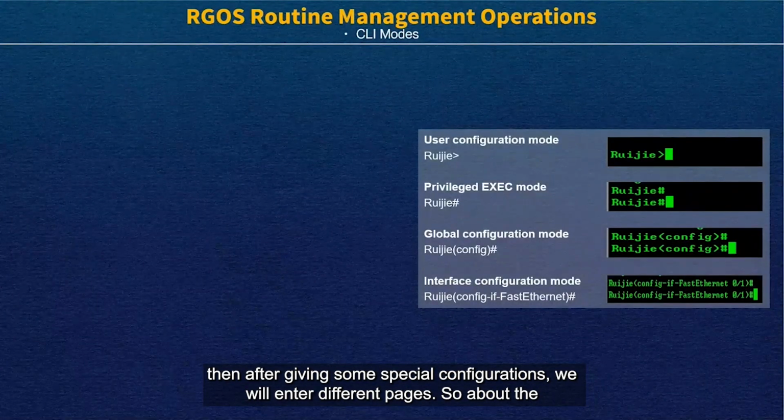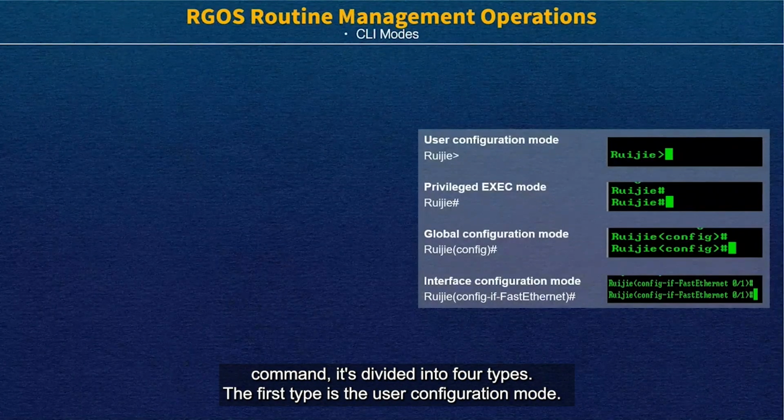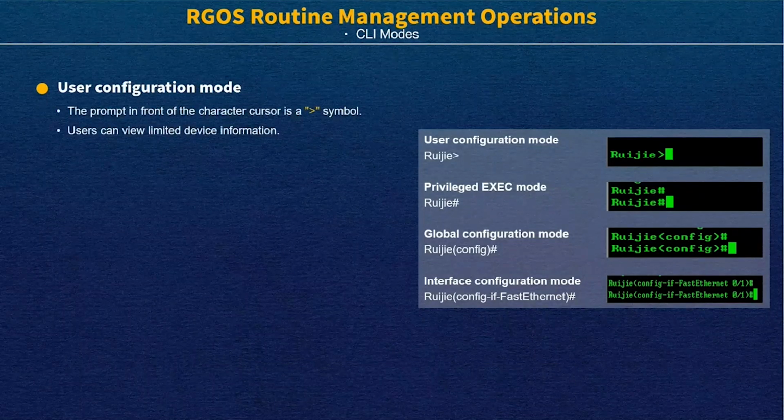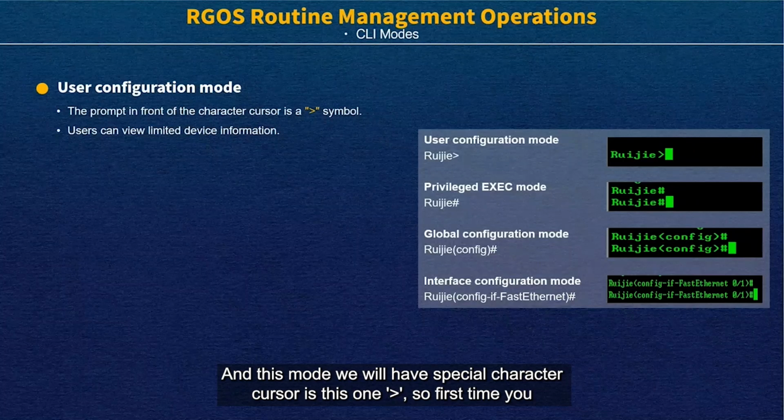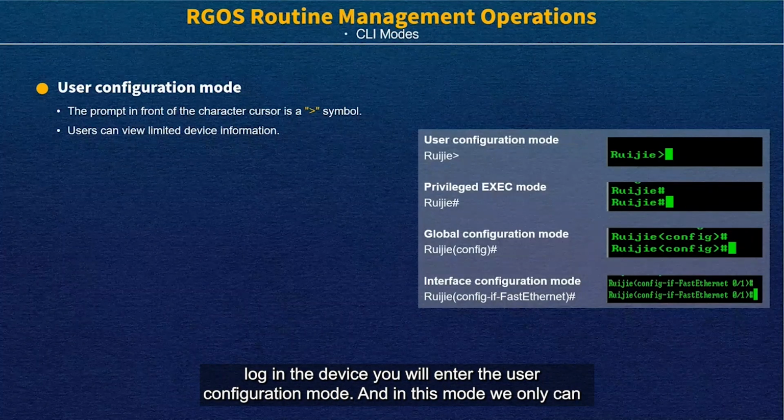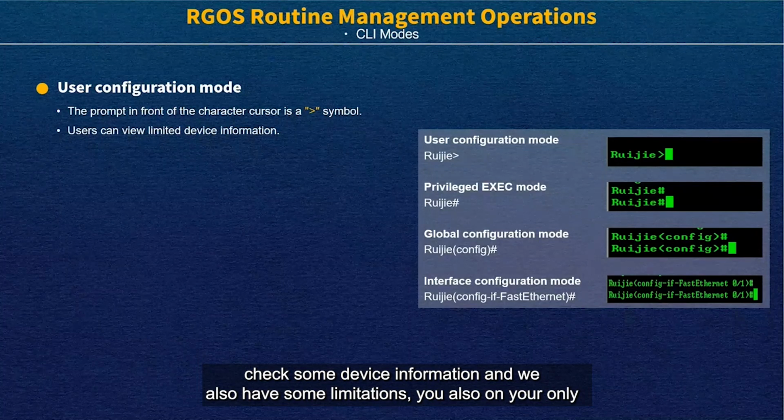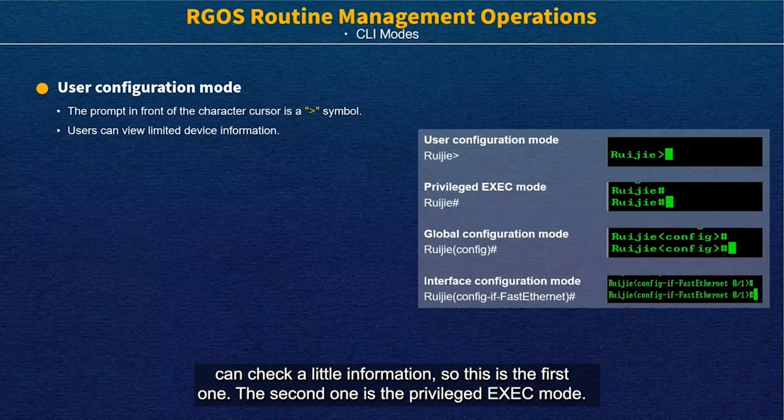About the commands, we divide them into 4 types. The first type is the user configuration mode, which has a special cursor character like this one. The first time you log in to the device, you will enter the user configuration mode. In this mode, we can only check some device information, and we have some limitations. You can only check less information.